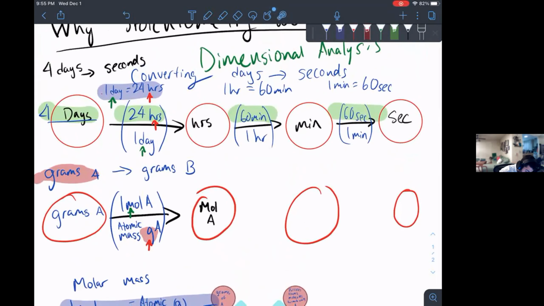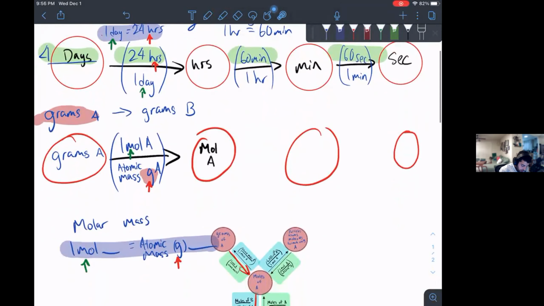Just a quick heads up. If we're starting with days, then we have day on the bottom. Then we have hours, then we have hours on the bottom. Then we have minutes, then we have minutes on the bottom, and we end with seconds, which is the unit we want. So here we have grams on top, grams on the bottom. So if we have mole on top, our next conversion must have mole, specifically of A, on the bottom.